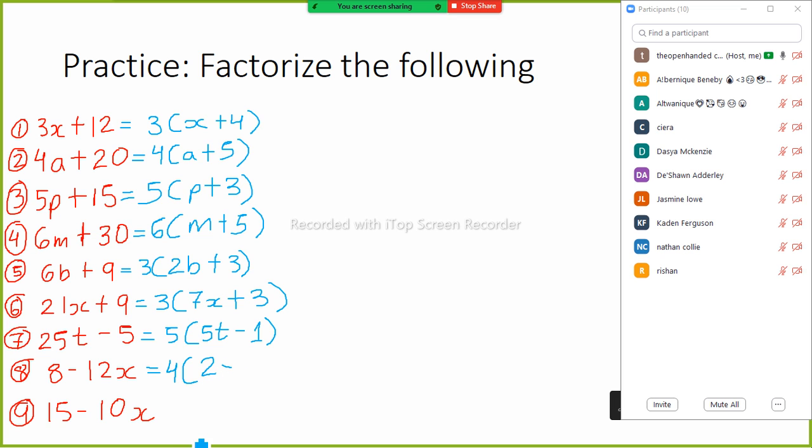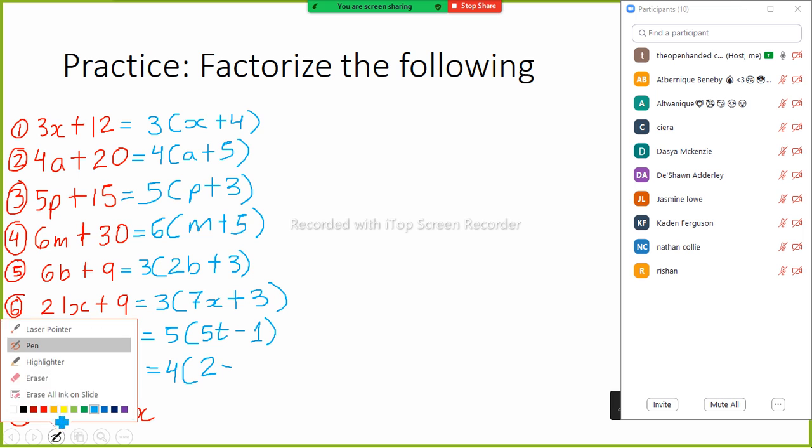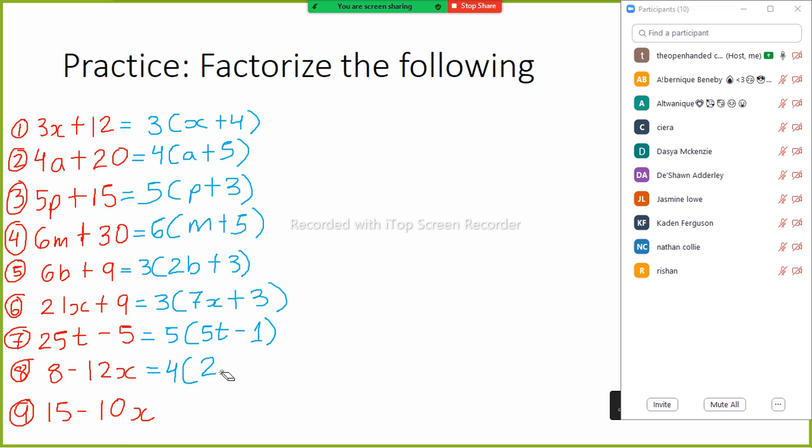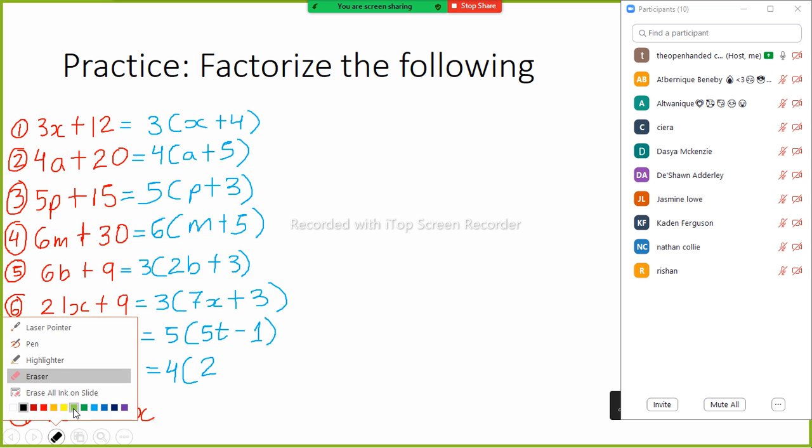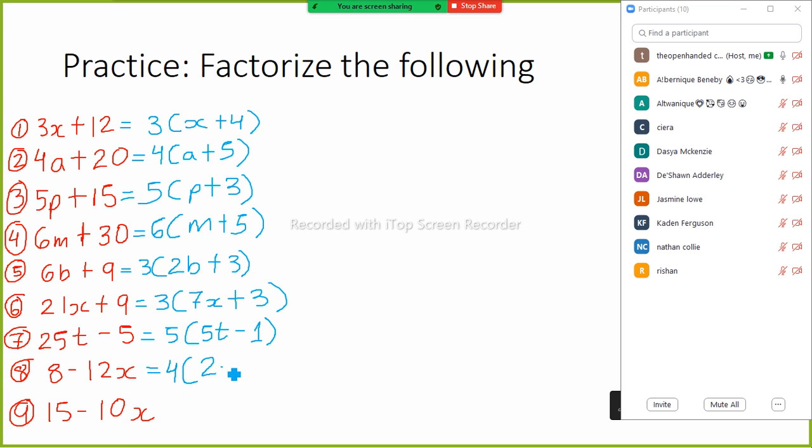Minus. What times 4 gives me 12? 3. Very good. So 3x, close bracket. So that's the answer.